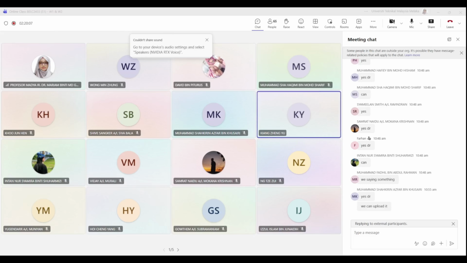But we don't have class this Friday because of Raya, and next week we don't have class also. So we are going to meet again in week 3 on Monday, physical class at UTEM. Okay, understand. Apart from that, we don't have any exercises.